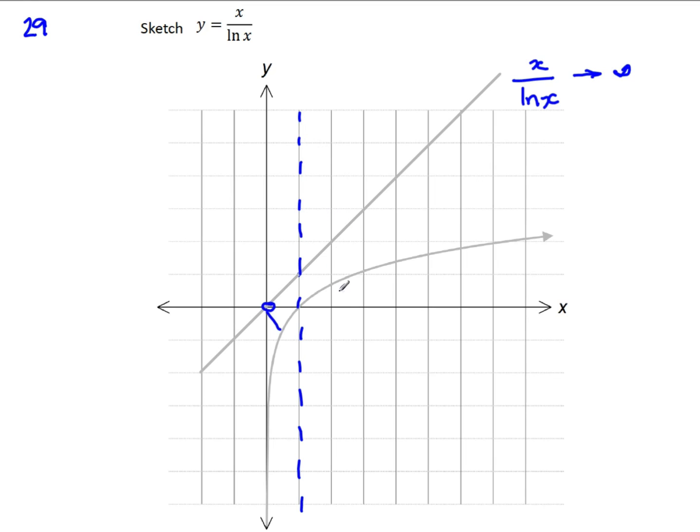So what's going to happen as we approach x equals 1 from this direction? Well, ln x is tending to be a small positive number, and y equals x is tending towards 1. So it's just going to be 1 divided by a very small number, which just becomes an increasingly large number. So it's going to head towards infinity up here somewhere.